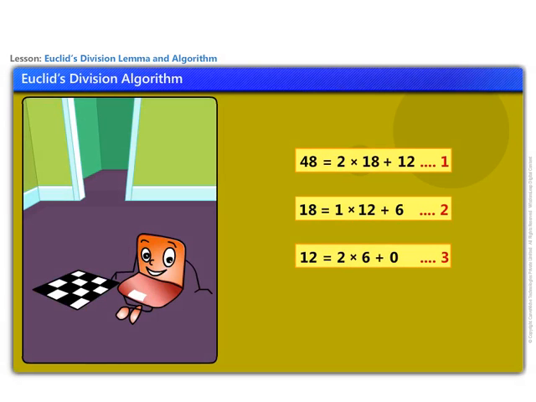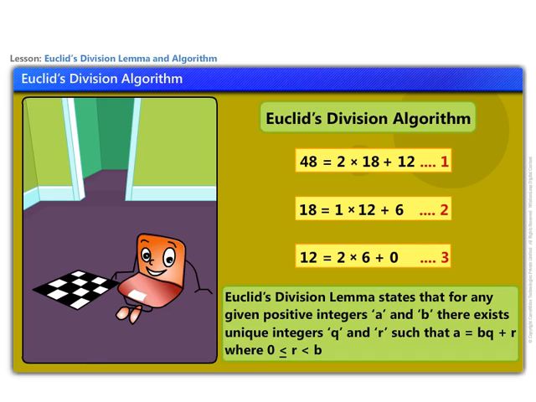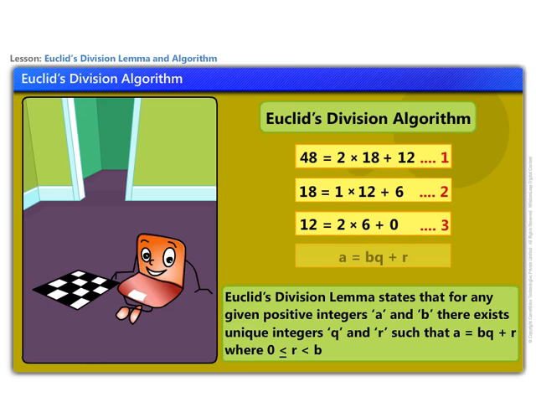The steps we just followed to calculate the HCF is the Euclid's division algorithm. This algorithm uses Euclid's division lemma, which states that for given positive integers a and b, there exist unique integers q and r, such that a is equal to bq plus r, where r lies between 0 and b. In the above example, we saw the relations expressed using the equations 1, 2, and 3, where each statement is Euclid's lemma, a is equal to bq plus r.